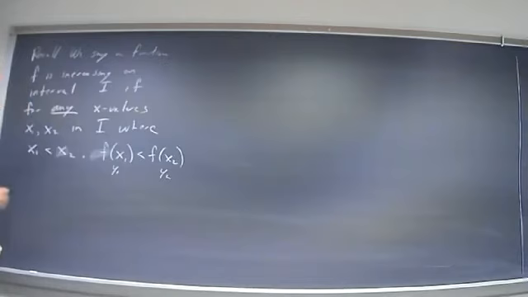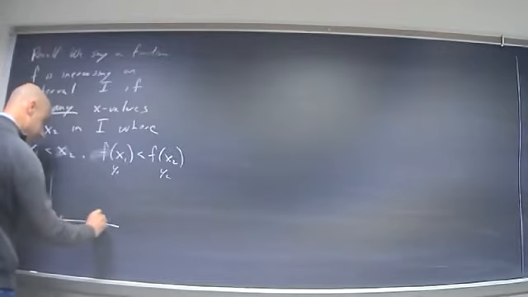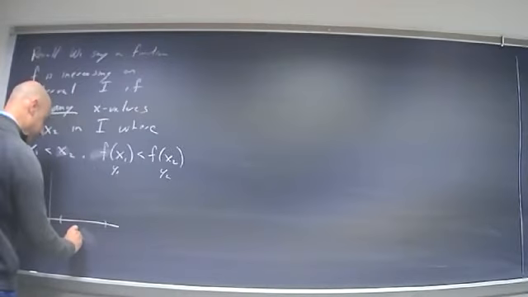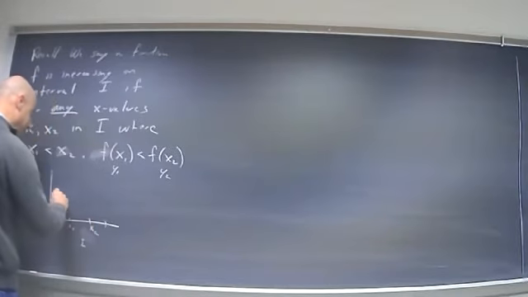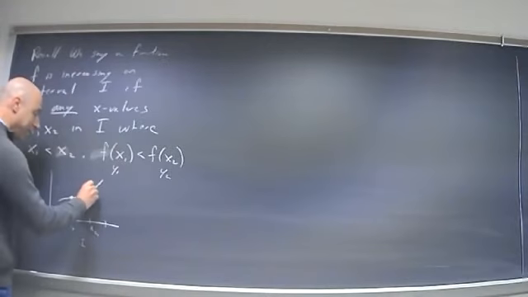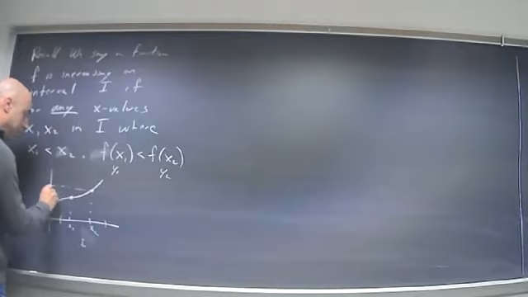So if I pick any two x values on the interval, so I have some interval I, open, closed, doesn't really matter. I pick any two x values x1, x2, not just the endpoints, could be anything in there. The y value at the right endpoint is always higher than the y value at the left endpoint, no matter which 2 points I pick.